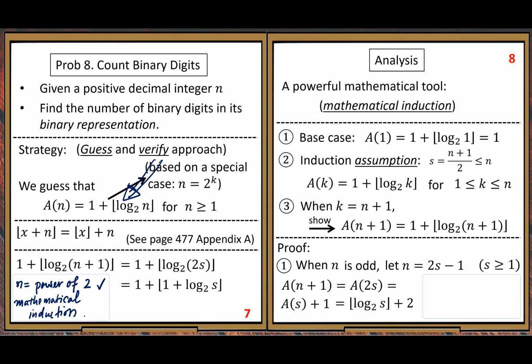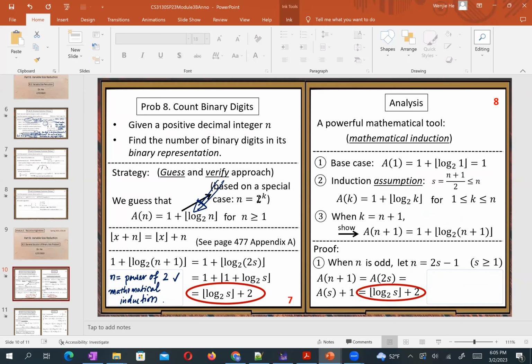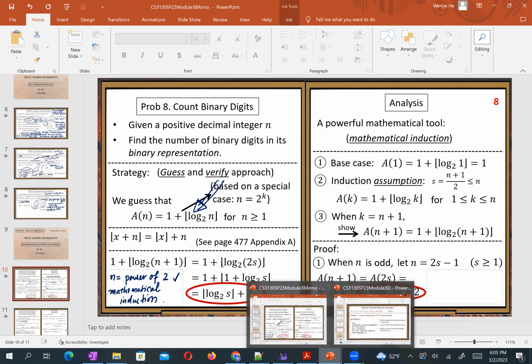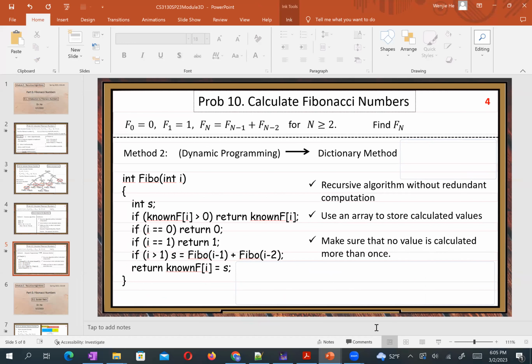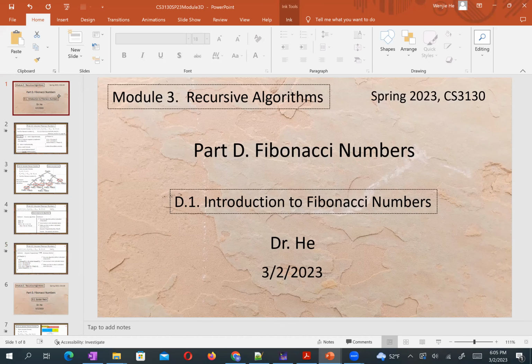Next topic in module, let me see, module 4, right? Let me check my PowerPoint slide. Oh, this is part B. Not module 4, still module 3, but for part D of module 3, Fibonacci numbers. We still, our second big topic in this module, Fibonacci numbers. So let's start with that.